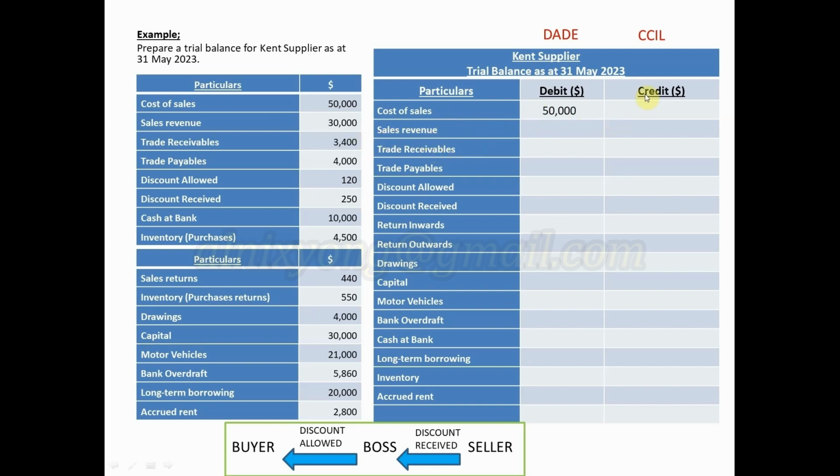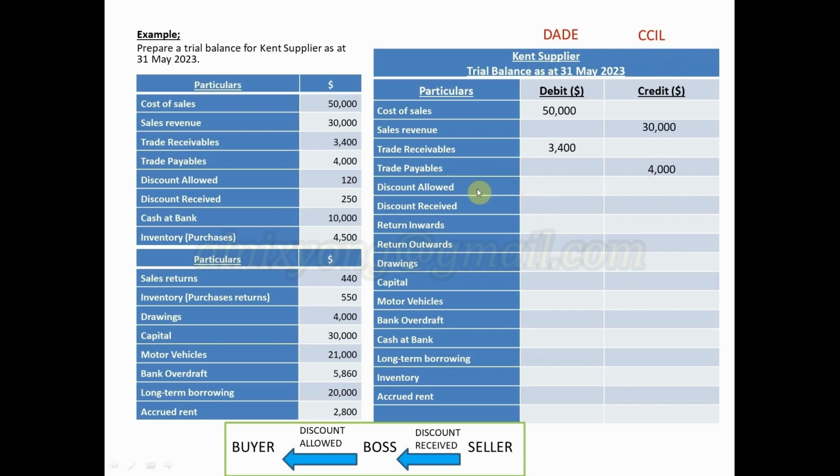Right. Next, sale revenue. Sale revenue is considered income. That's why it is under the credit column. So 30,000 there. Next, trade receivables. Trade receivable is considered a current asset, under the assets. That's why it is under the debit side. Okay. Trade payable. Trade payable is your supplier. You consider you owe the money. That's why it is a liability under the credit column.